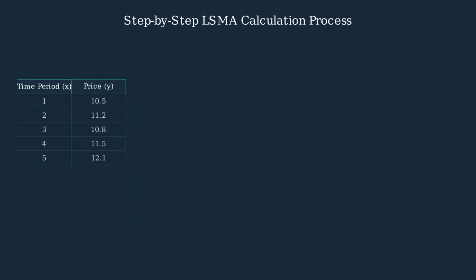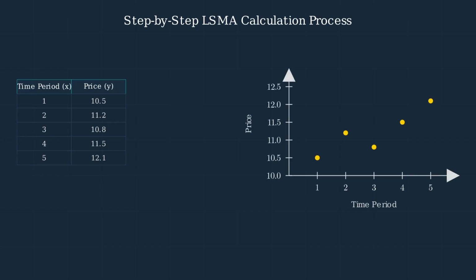Let's calculate the least squares moving average using a simple example with 5 data points. First, we need our price data and corresponding time periods. For this example, we'll use 5 prices: 10.5, 11.2, 10.8, 11.5, and 12.1. Let's plot these points on a chart where the x-axis represents time periods and the y-axis represents prices.